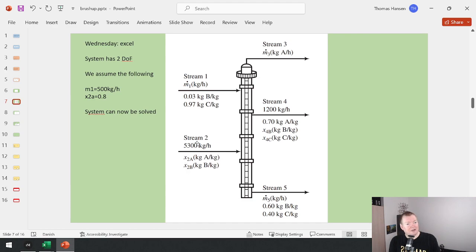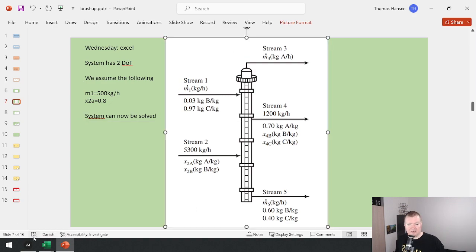So for instance, if I said that the mass up here, M3, if I set that to 7,000, that would never be possible. The absolute maximum amount of A I can get into my system is 5,300 kilograms, and I'm already losing some of it in this stream. So I can't even have 5,300 up here. That would not be technically possible. So you have to be a bit careful if you're dealing with stuff like this. That's also why we try to give you systems with 0 degrees of freedom, because then there should only be one possible solution.